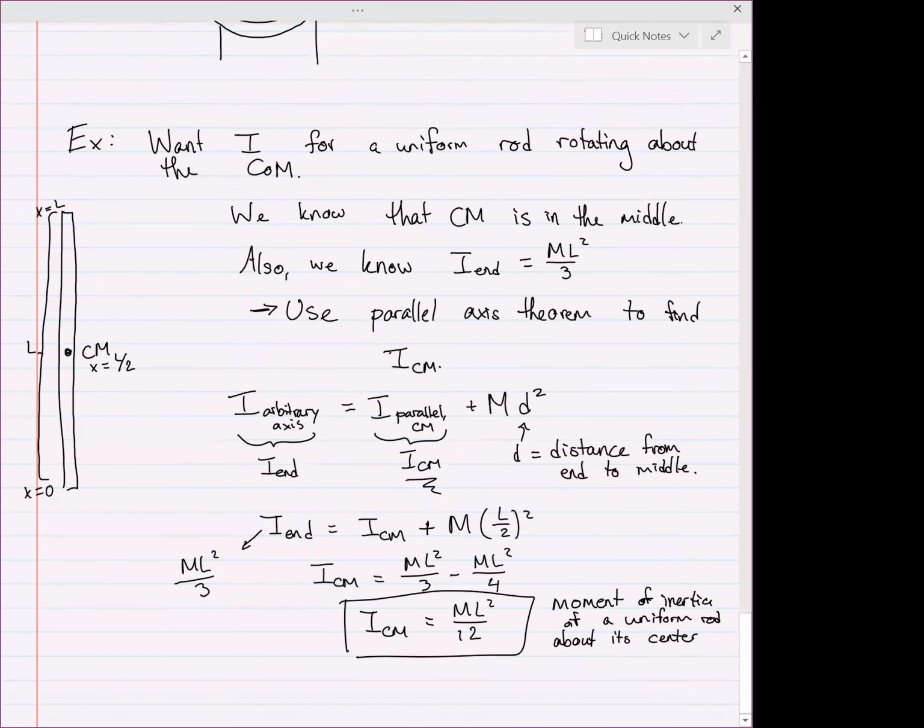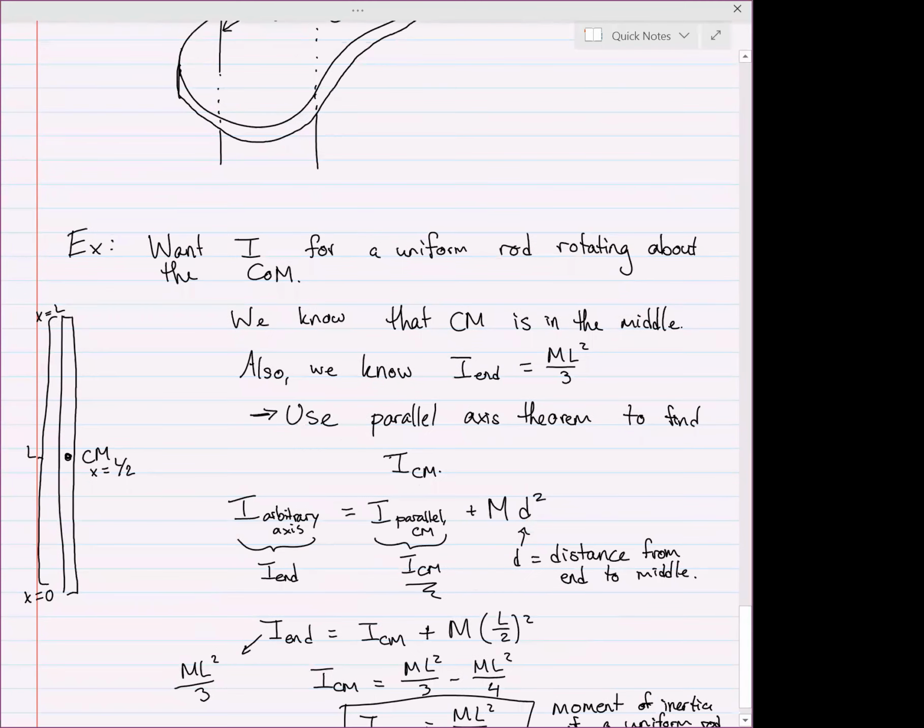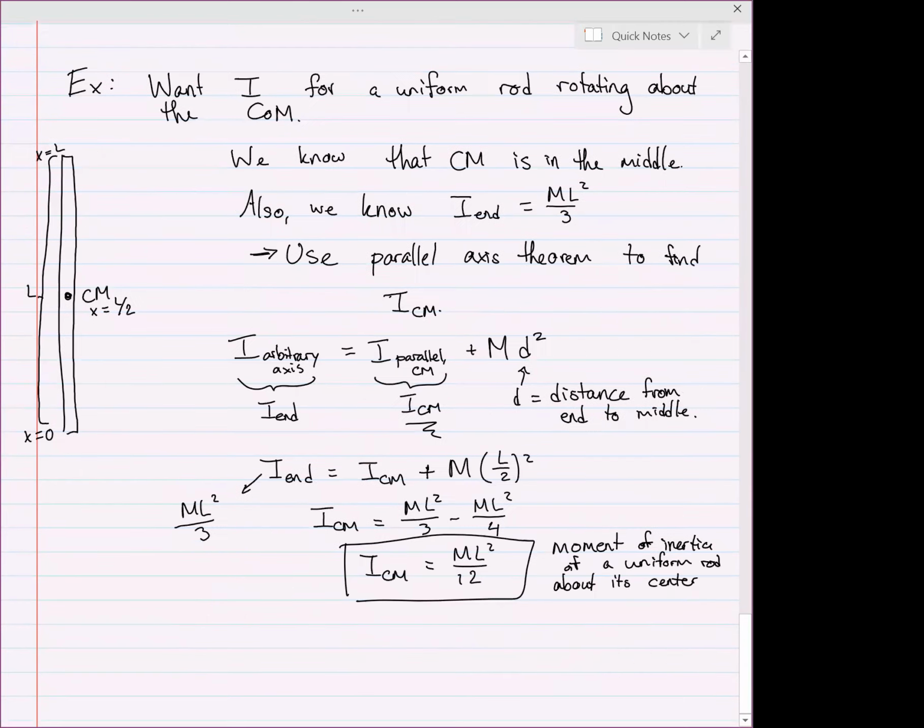So hopefully you can see that the parallel axis theorem is powerful. It basically lets you compute the moment of inertia about any axis as long as you know the moment of inertia about some axis, which is super handy. By the way, just as an aside, this moment of inertia is smaller than the moment of inertia about the end. 1/12 is smaller than 1/3. The reason for that, and it should make sense, is that the moment of inertia cares about the mass, but also where that mass is. And the closer the mass is to the axis of rotation, the smaller the moment of inertia.